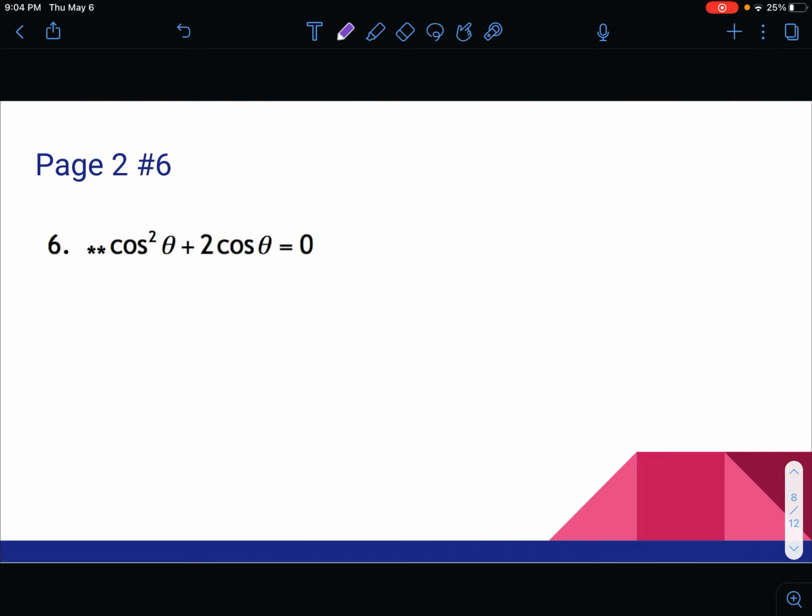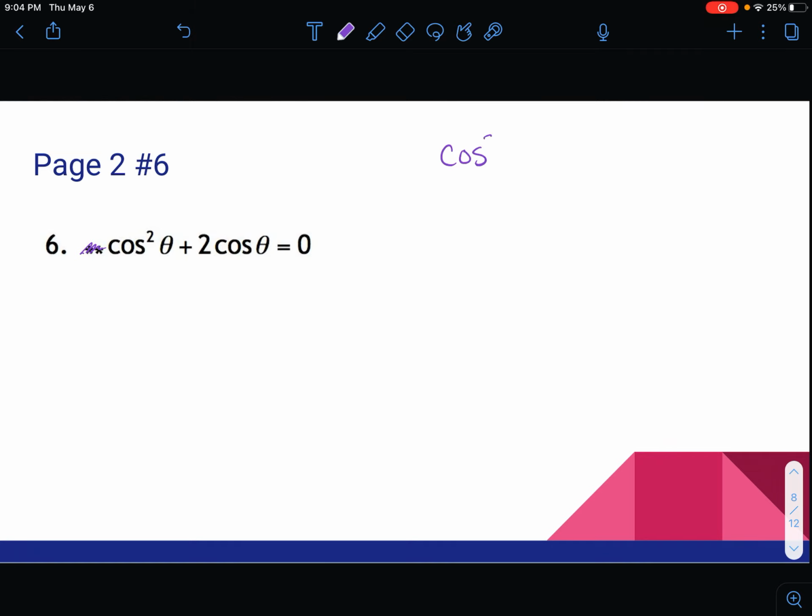All right, let's take a look at page 2, number 6. Now in this case, this one is not factored, and we look like we're a little bit stuck here. So we have, and don't worry about these asterisks, cosine squared of theta, which just as a refresher, is the same thing as saying cosine of theta squared. Plus 2 cosine theta, and that equals 0.